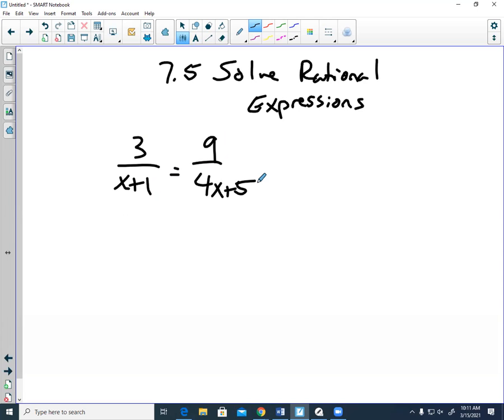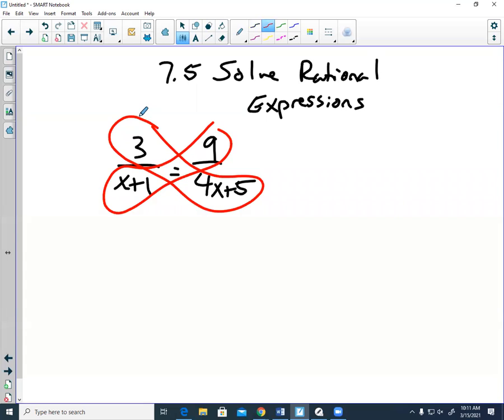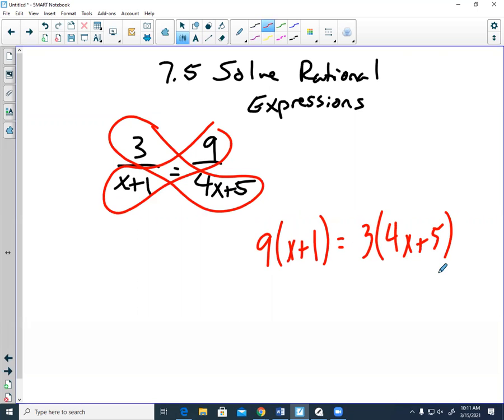So you're just going to multiply one side by the other side, okay? So I'm going to multiply across here and here. So I'm going to end up with 9 times x plus 1 equals 3 times 4x plus 5. And then it's just a normal algebra equation. Now we can obviously make this a little bit more challenging by putting addition and subtraction in the problem. We can make it a little bit more challenging in a bunch of different ways. But I want you to just kind of think about what's happening here, okay?